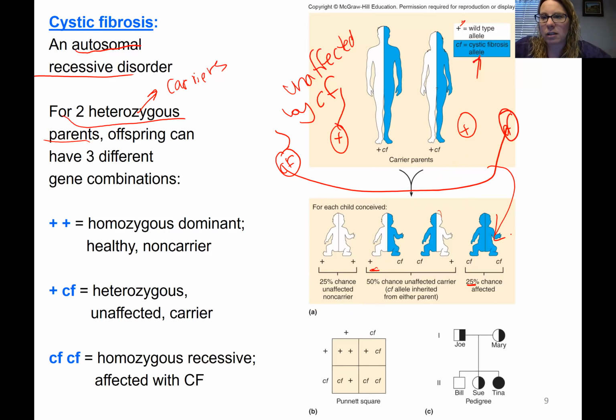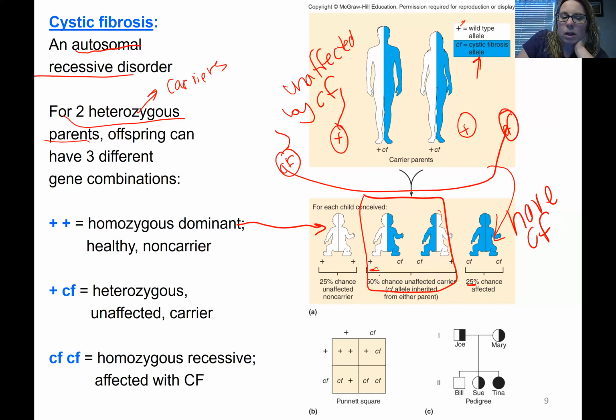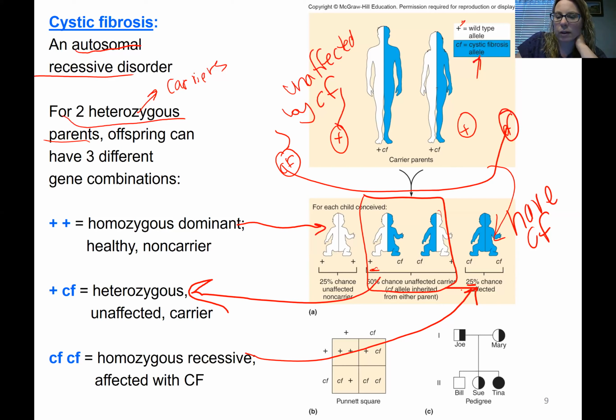Or I'm sorry, an affected individual. They would have cystic fibrosis. Okay, so looking at here, this individual is going to be a homozygous dominant, healthy, non-carrier. These two here are heterozygous dominant carriers, but they're not affected. And then this one would be a homozygous recessive affected person with cystic fibrosis.